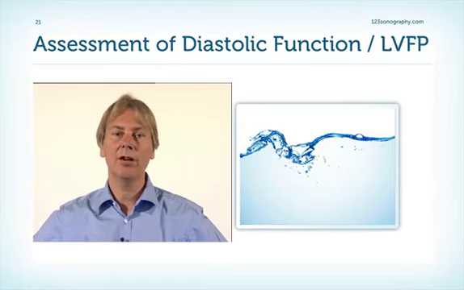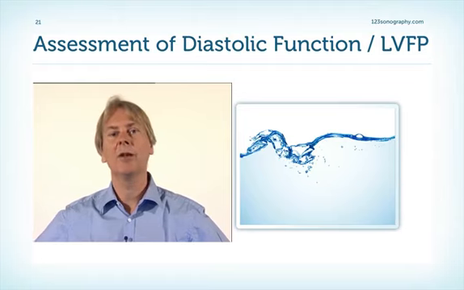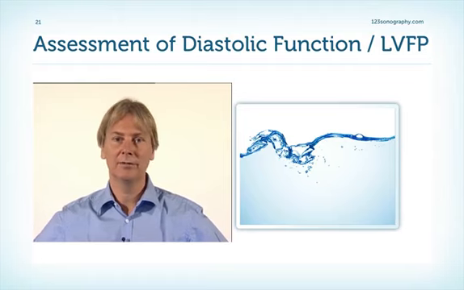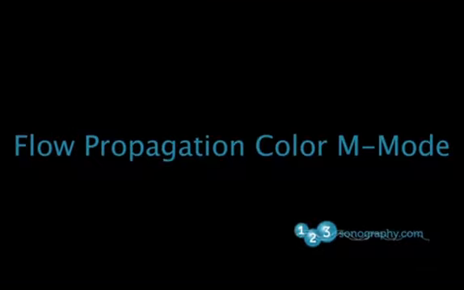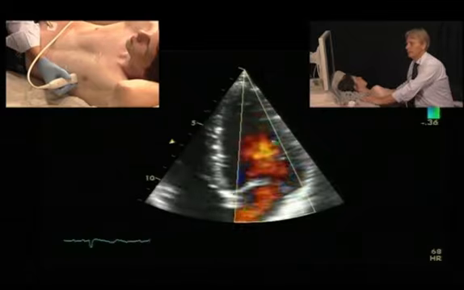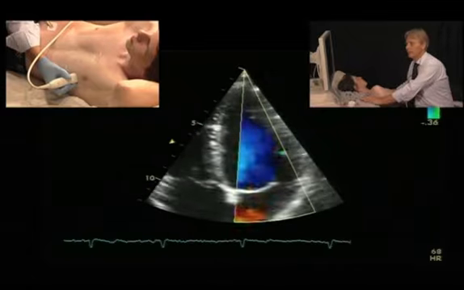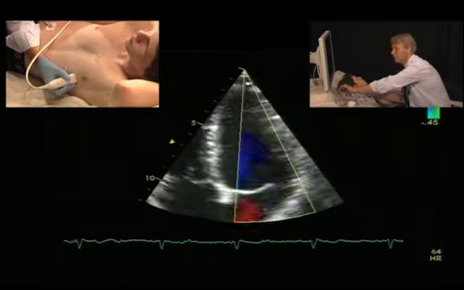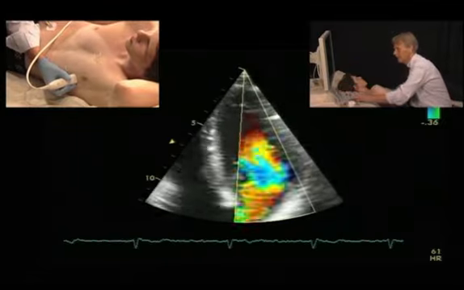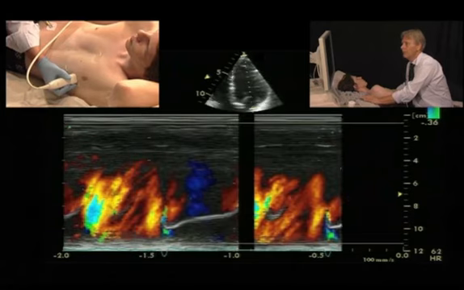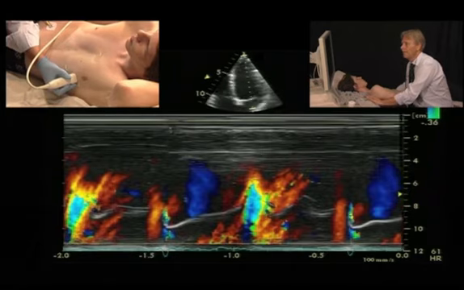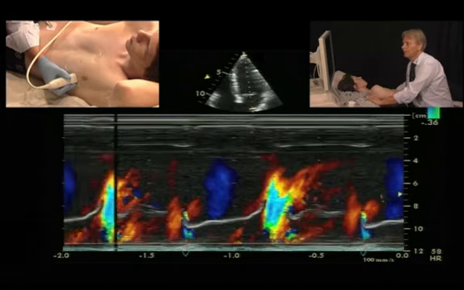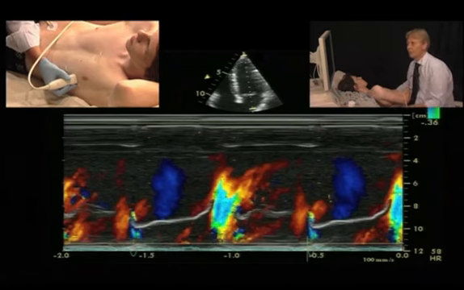The next modality I'll talk about is flow propagation, which is a combination of M-mode and color Doppler. For the flow propagation, all you need is a 4-chamber view, and you would then place the color Doppler signal across the mitral valve, reduce the pulse repetition frequency a bit, and then put the M-mode across the mitral valve and thereby get a spectrum which looks something like this.